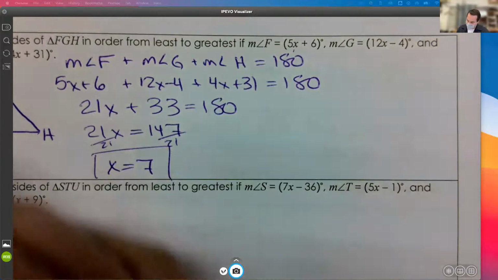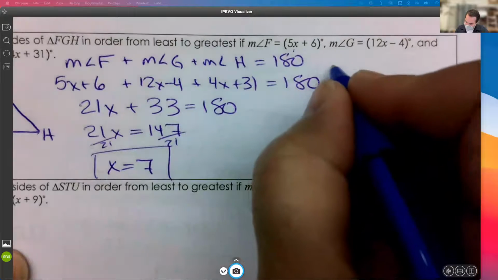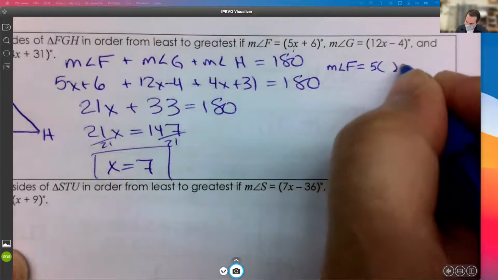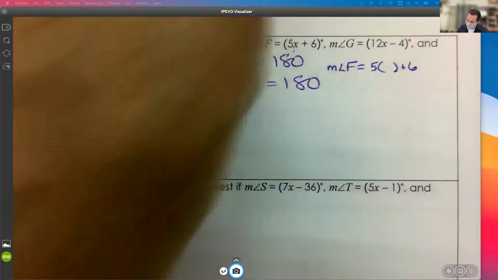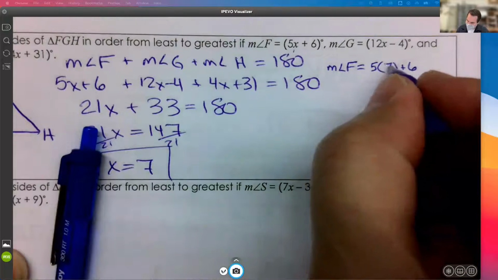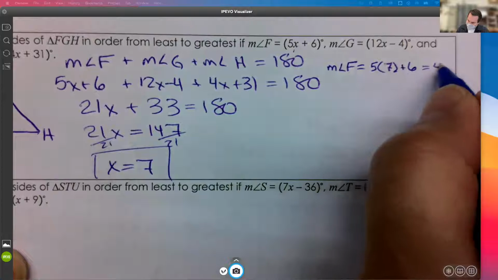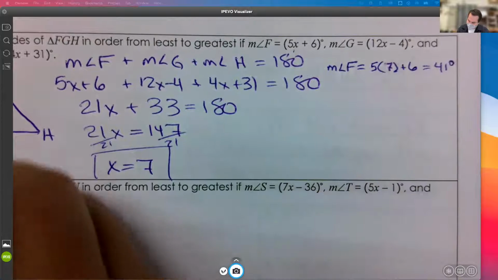But the whole point here is that I want to find the angles. So the measure of angle F is going to be 5 times whatever x is, which we just found is 7. So 35 plus 6 is 41 degrees.